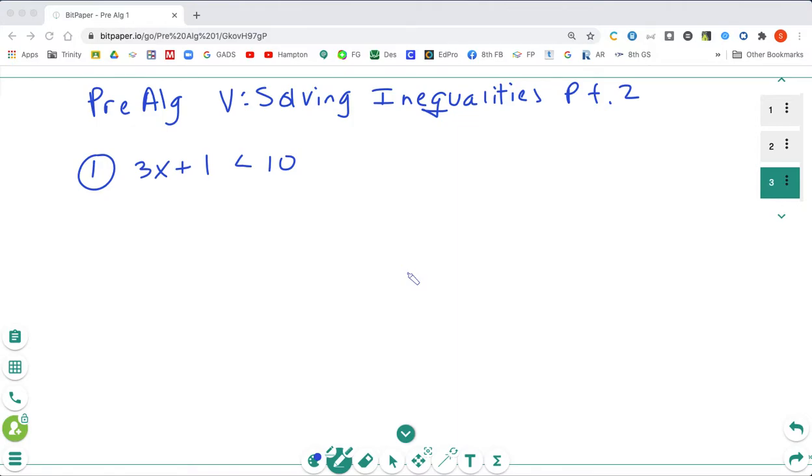All right, we're going to be solving inequalities, and this is part 2. So when you solve an inequality, you solve it just as if it were an equation. So we're going to use the same algebra questions. Is the variable on the left? Yes, it is. Is it alone? No, it's not. So we're going to zero pair the 1.